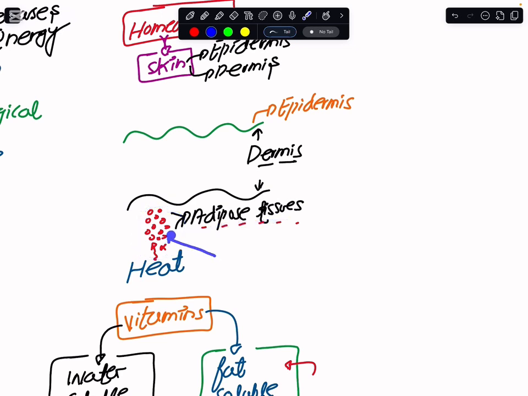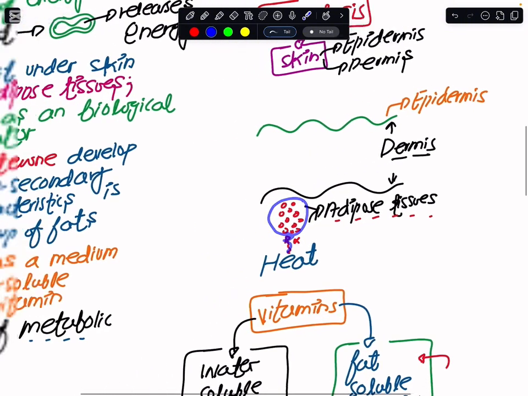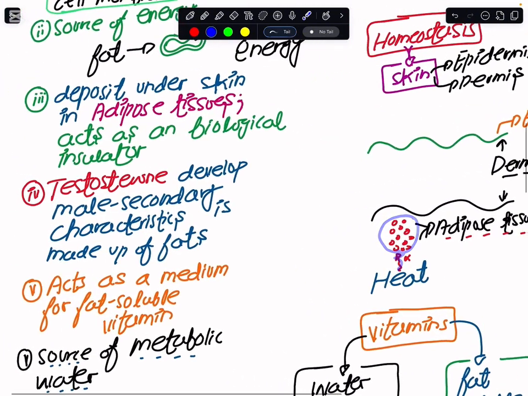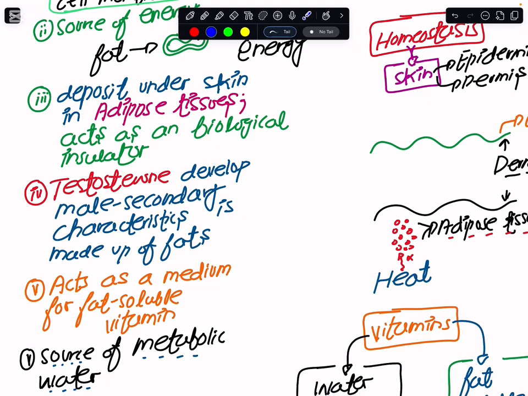And these adipose tissues basically store fats in them, and that is why they do not allow the heat to escape out of us. So that is why we say that these fats are the biological insulators. Like you see the bears that live in the very cold areas, they don't wear jackets. What they have is a thick layer of fat.